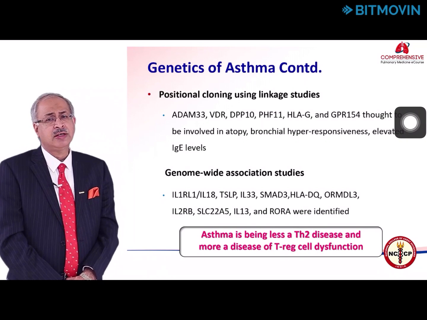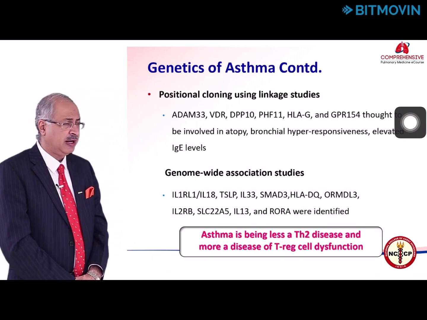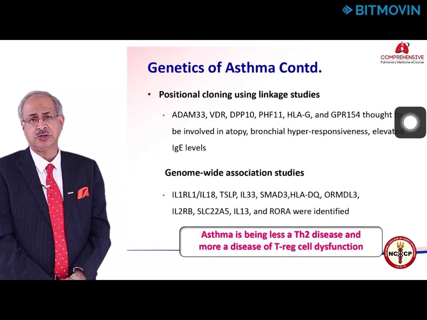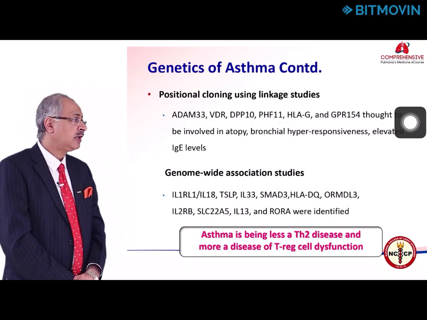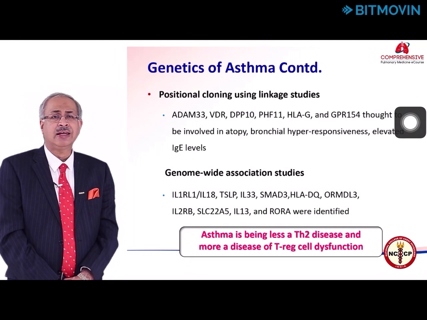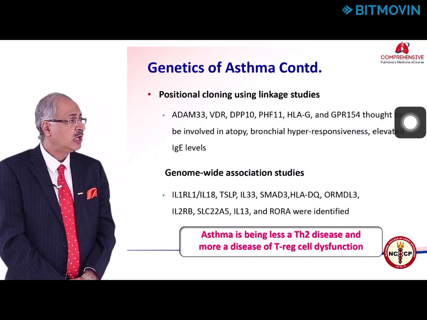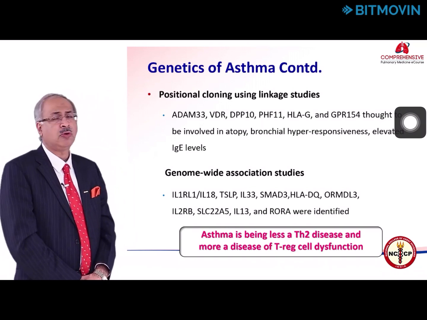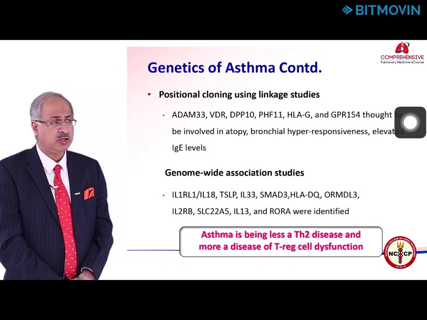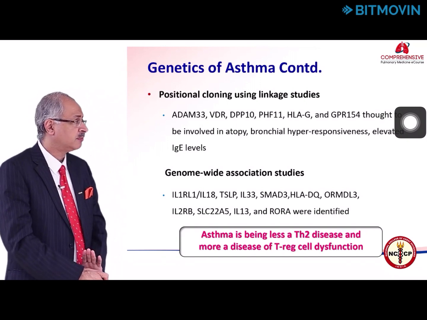Now today we understand that though asthma has been defined as a Th2 disease which leads to eosinophilic inflammation, at the same time we are getting the idea that it is not only a Th2 related disease, but it is becoming more and more a disease of T cell dysregulation. That is what is important.